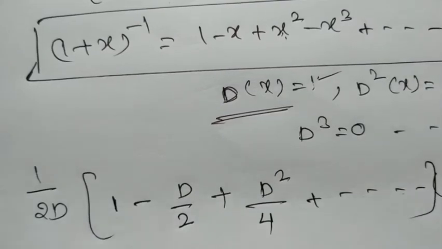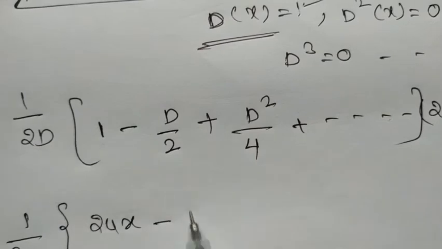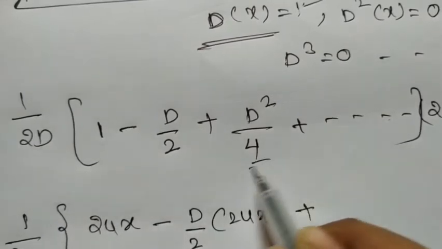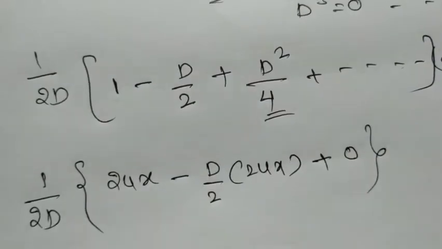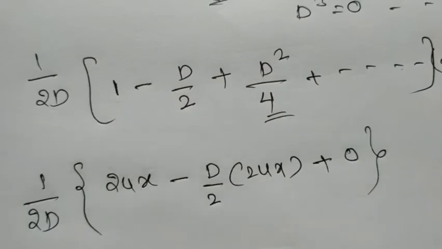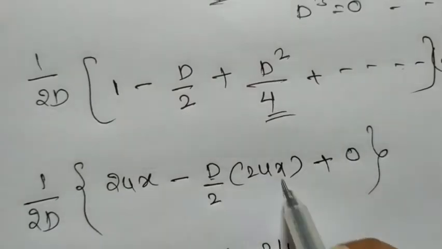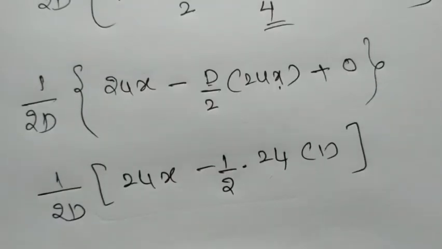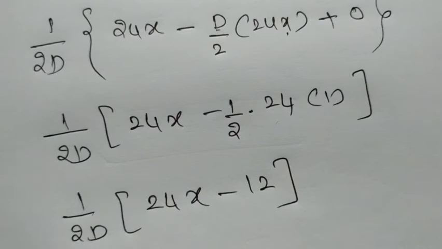So 1 by 2d of 24x minus d by 2 of 24x, plus here this value is 0. So 1 by 2d of 24x minus 1 by 2 of 24 into d of x, whose value is 1. So 1 by 2d of 24x minus 12. So here 1 by 2d.